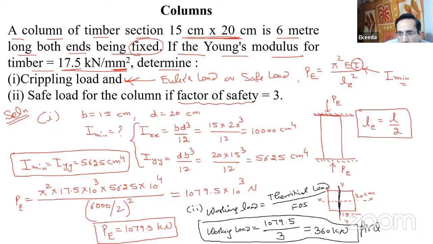right? So for the first part, we have found the theoretical safe load based on Euler's theory. And in the second part, keeping the factor of safety into account, we have found the working load, right? So this is how we can solve the questions of columns, right? Let us take one more example.